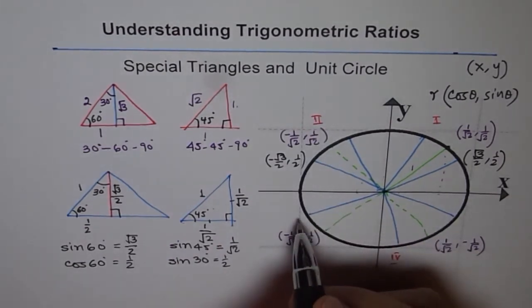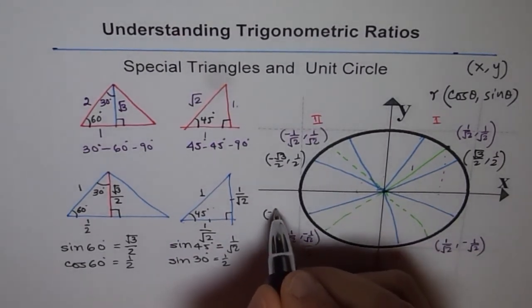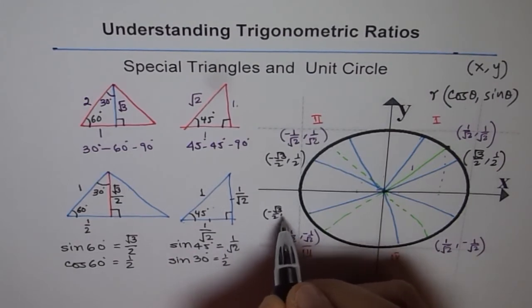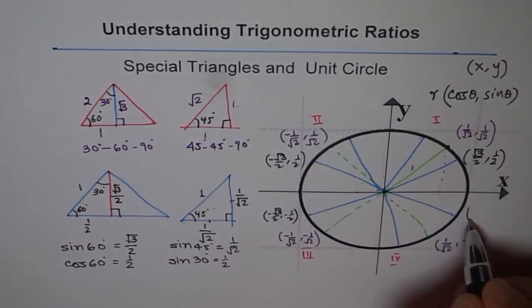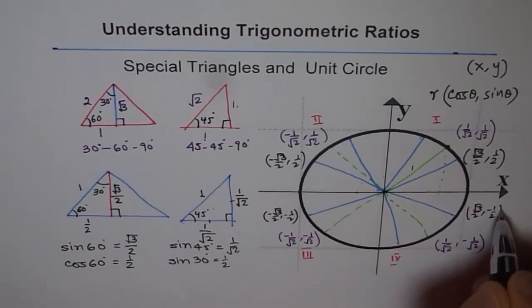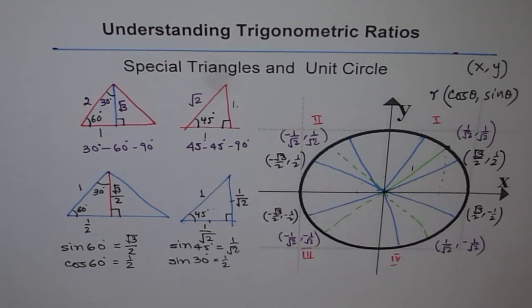And in quadrant 3, both are negative. So we get negative square root 3 over 2 and negative half. And here we have x as positive, which is square root 3 over 2, but sine becomes negative, which is minus half. So that gives us the 30 degrees, correct?